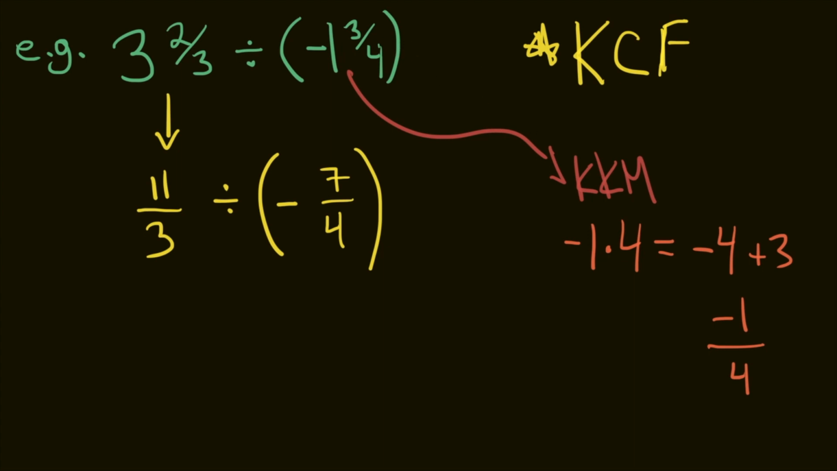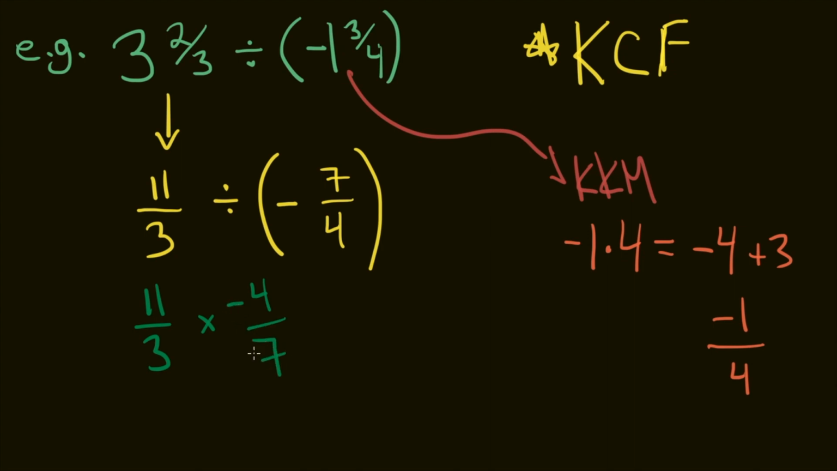So keep, change, flip. Keep, change, flip. Don't forget about that. So I'm going to keep this one, 11/3. I'm going to change this to multiplying, and I'm going to flip this one. So it's going to be -4/7.